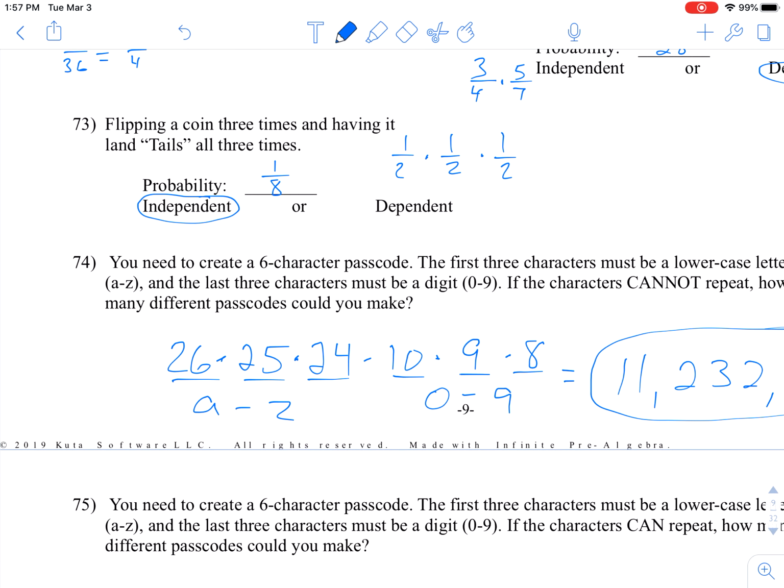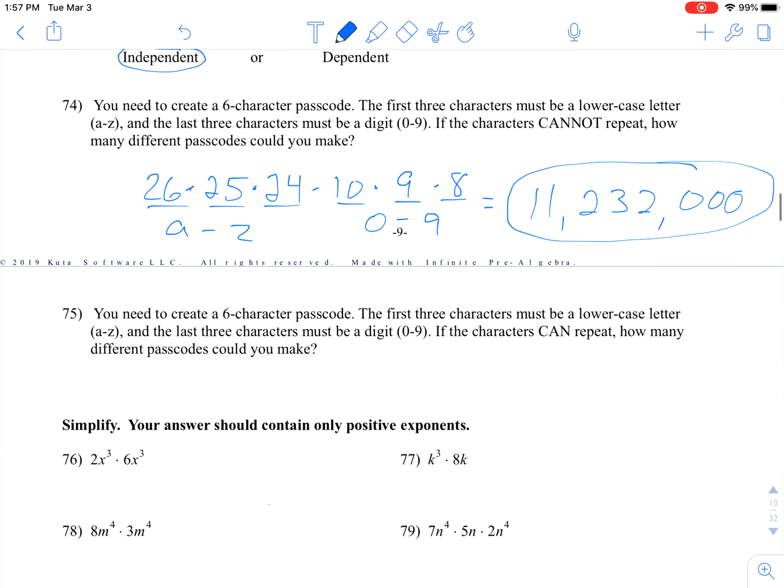Now, looking at number 75, it says you need to create a 6-character passcode. With the first 3 characters must be lowercase, so the same thing, 1, 2, 3. They have to be A through Z. And then the last 3 can be 0 through 9. But this time they can repeat. So how many different passcodes could you make?